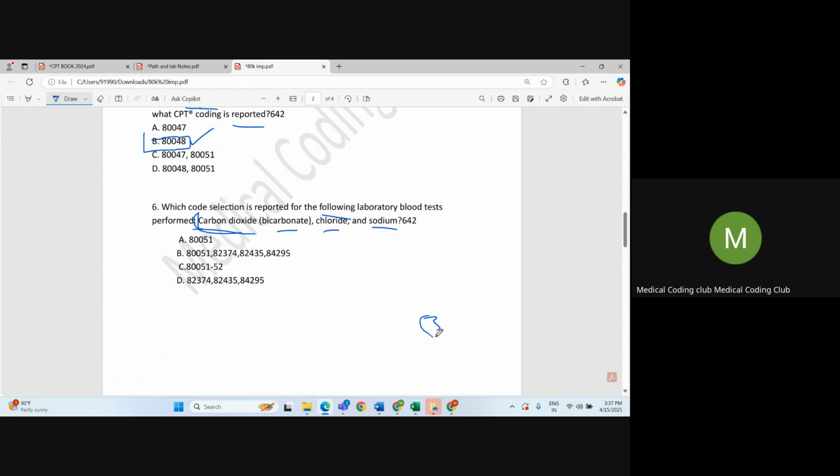Do these 3 tests only have any one panel name? Okay, so no, we don't have any panel for these 3 tests. These codes exist in multiple panels. Okay, so what we can do here, we can code them individually. You can code bicarbonate one code, and chloride one code, and sodium one code. Okay, and you can see option D has that 82374.